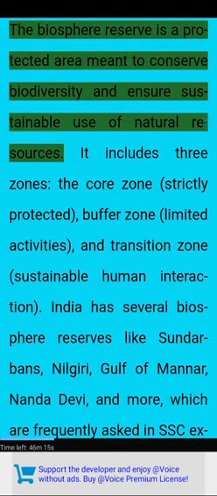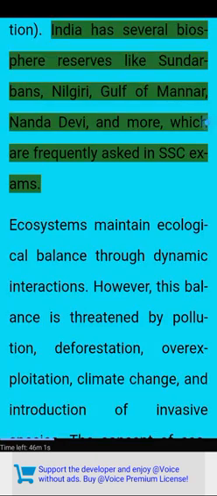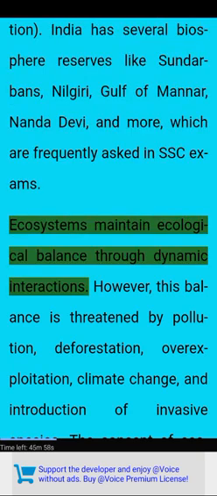The Biosphere Reserve is a protected area meant to conserve biodiversity and ensure sustainable use of natural resources. It includes three zones: the core zone, strictly protected; the buffer zone, limited activities; and the transition zone, sustainable human interaction. India has several biosphere reserves like Sundarbans, Nilgiri, Gulf of Mannar, Nanda Devi, and more, which are frequently asked in SSC exams. Ecosystems maintain ecological balance through dynamic interactions.